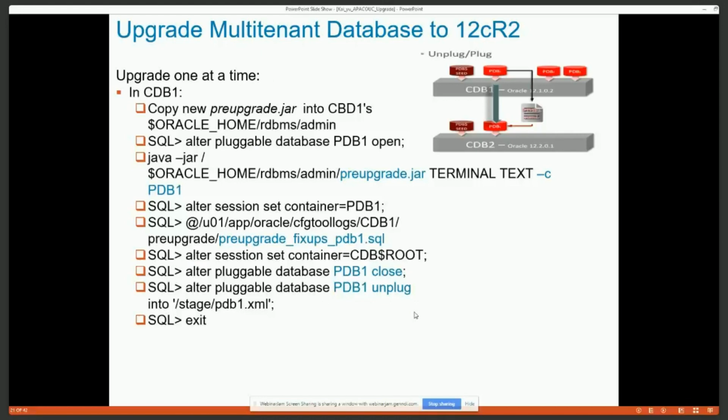So here are the steps. In CDB1, you just open it and run the pre-upgrade on the PDB that you are ready to upgrade. Then generate the fixup script. Then you run that fixup script in that PDB that you are going to upgrade. Then you unplug this PDB. You basically take this PDB1 and unplug it from CDB1. Then you come to CDB2.